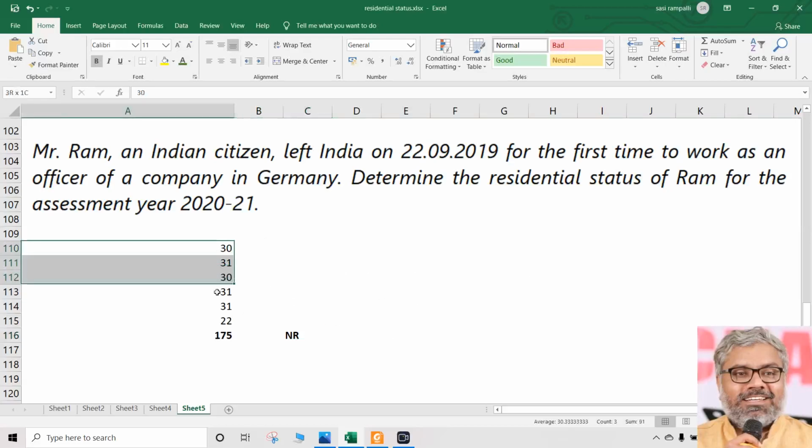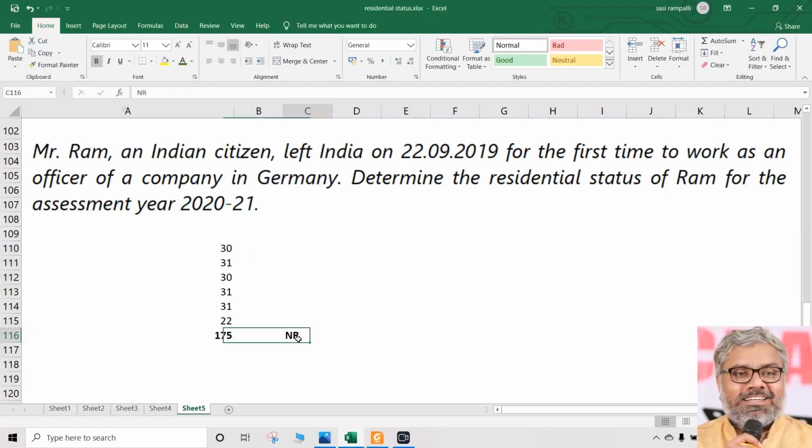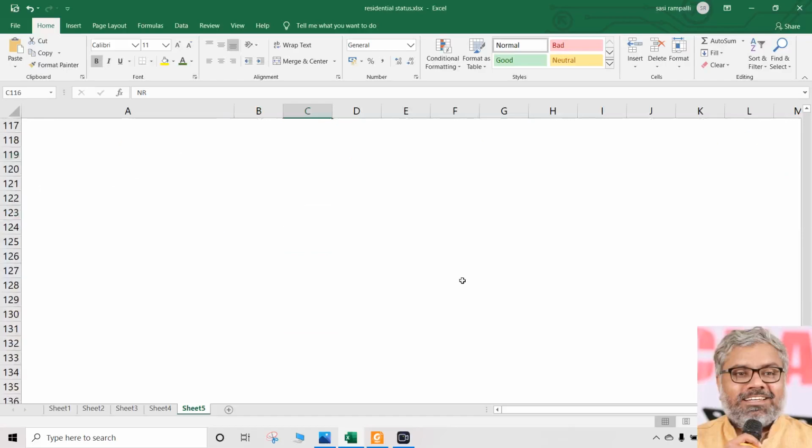This is the calculation. Total number of days is 175. The conclusion is he is non-resident. Marks will not come for this. Marks will come for the explanation of how you got this and how you got this. But still, the answer is also important. What is the answer finally? Non-resident.